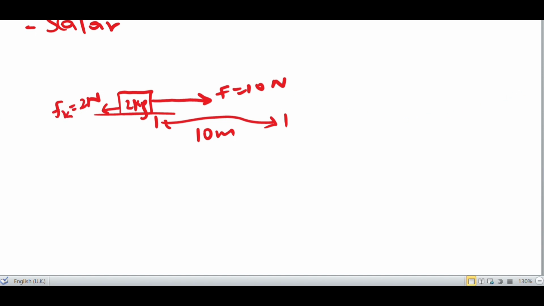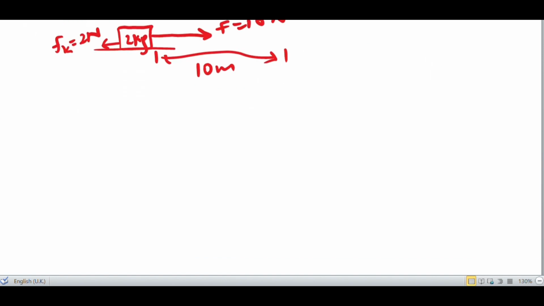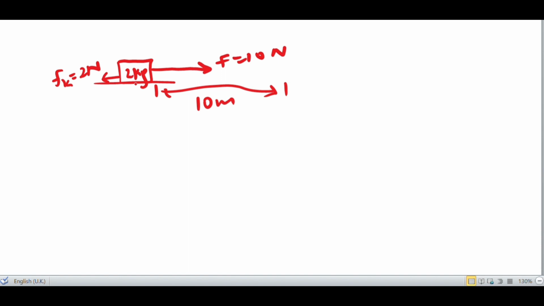So if the question says calculate the work done by the force applied, by the friction, by the weight, and by the normal force, the first thing that you need to do is to draw a labeled free body diagram. We have the normal force, the weight, the friction, and the force applied.